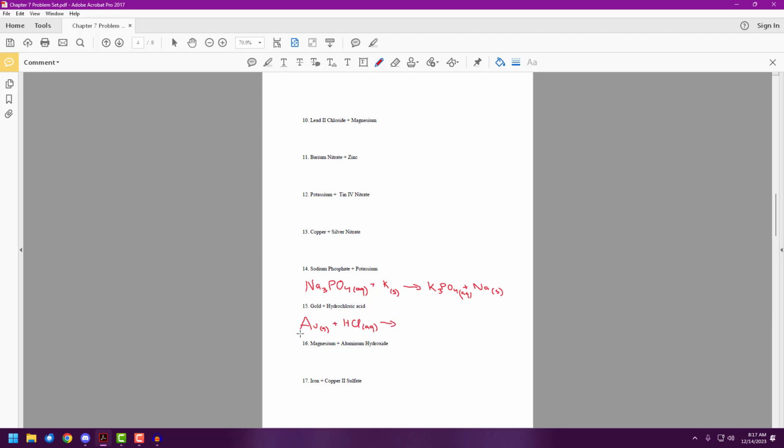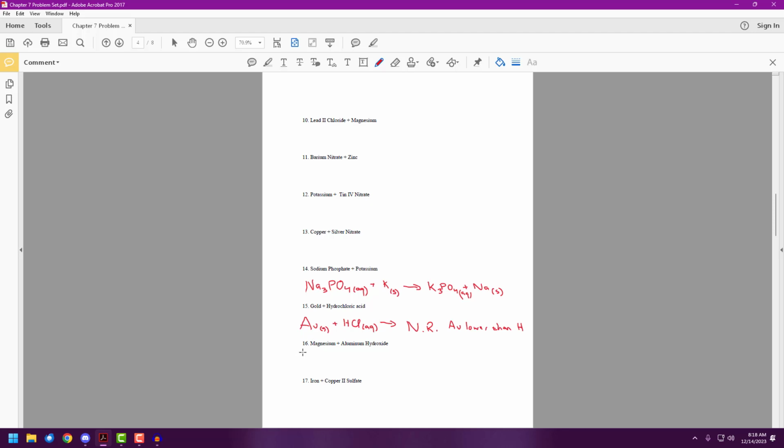Reaction arrow, and now we check, is gold more reactive than hydrogen? Nope. Gold is at the bottom of our activity series. Hydrogen's near the bottom, but not quite at the bottom. Gold is much less reactive than hydrogen. Therefore, it cannot replace hydrogen. So this is going to be a no reaction, right? Gold is lower than hydrogen. Okay, so again, this is how single replacement does not happen.